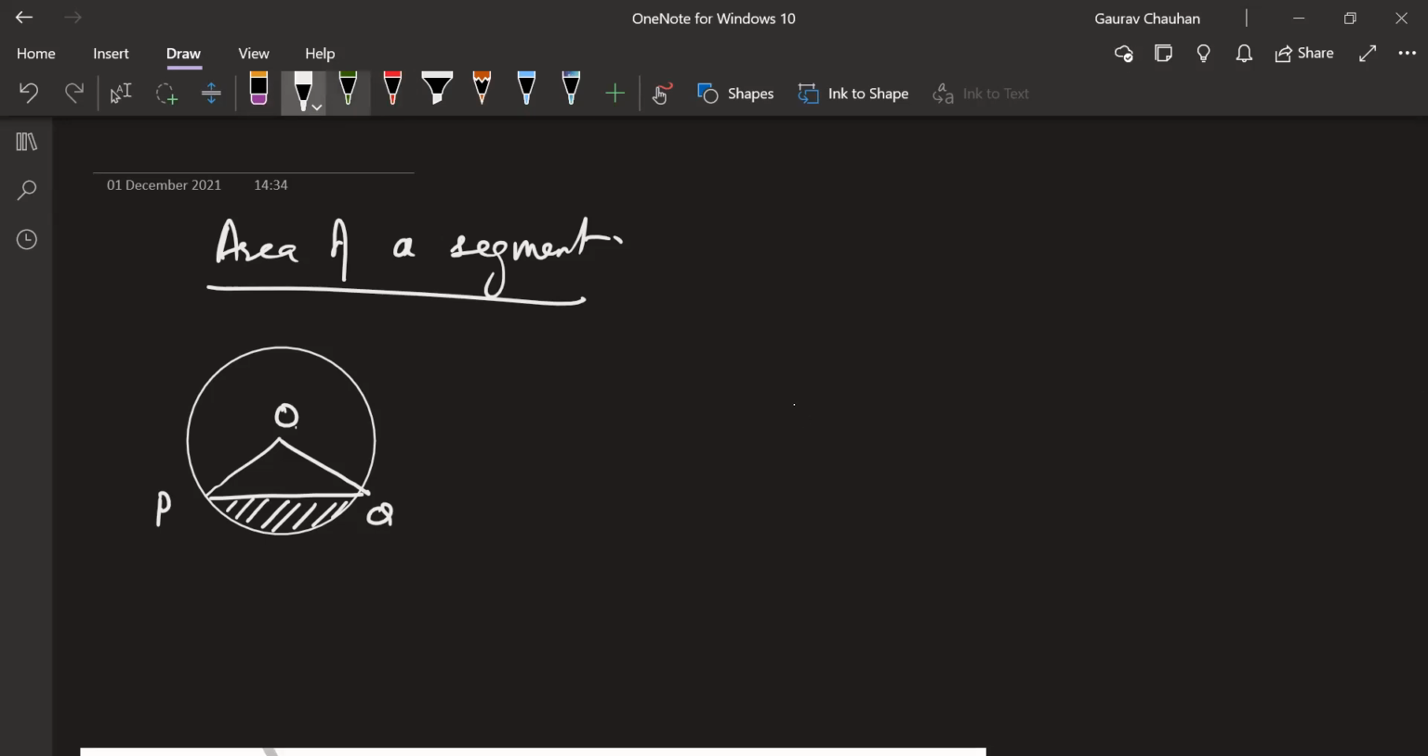We are finding this shaded part. We are finding this part area. This is the area of the segment, right? This shaded part is the area of the segment. Now my question is, how do you think you will find this area?